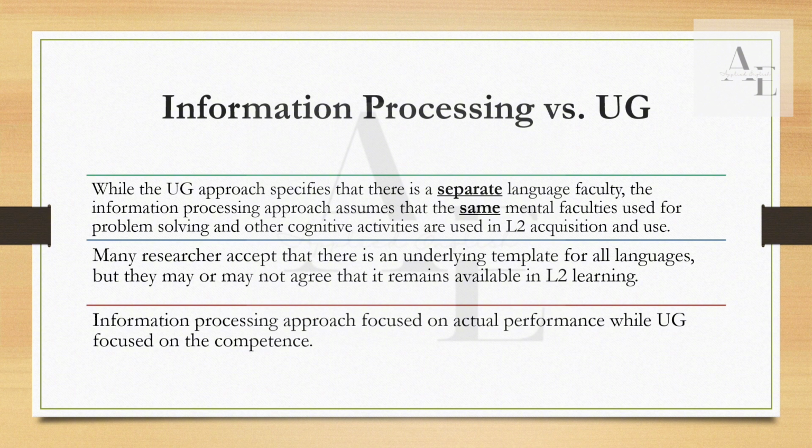Many researchers in information processing accept that there is an underlying template for all languages. The underlying template for all languages is the UG. We're talking about the same thing. So researchers in information processing agree that there may be an underlying template for all languages, so there is UG actually. But they may or may not agree that it remains available in L2 learning. And the information processing approach focuses on actual performance. We talked about performance being the actual use of the language, while UG focused on competence, which is what you know about the language. So each one of them focused on separate things.